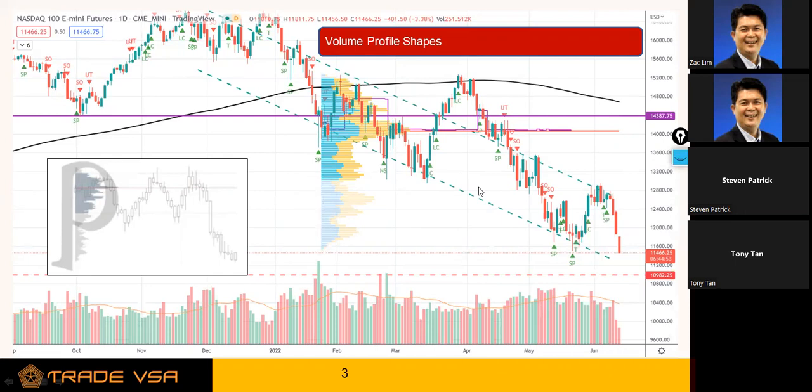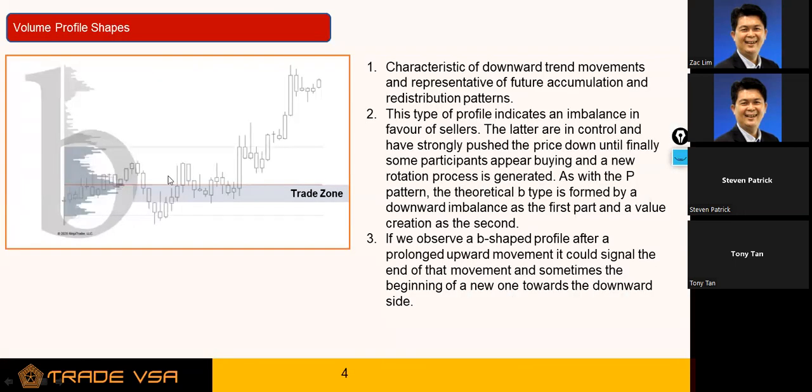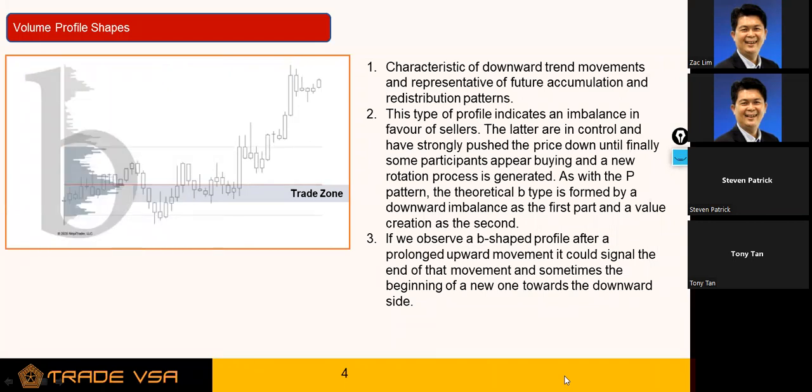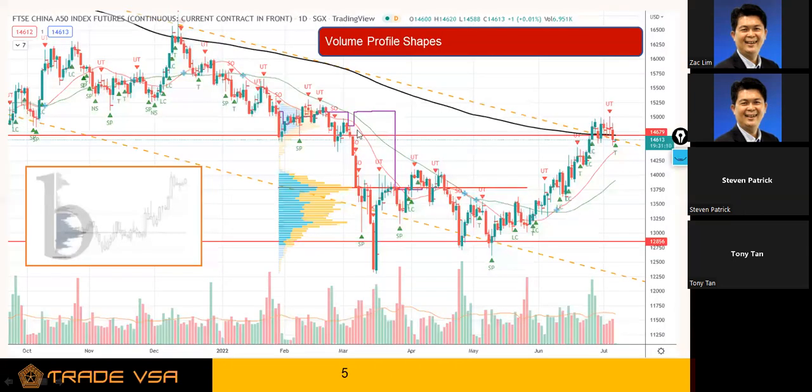So this is the P, and this is the B structure. You can read through this one. The important thing is how the volume has been developed. So I put it back here, and you can read through it. I will explain much more based on the real situation. This is how we caught it much earlier.